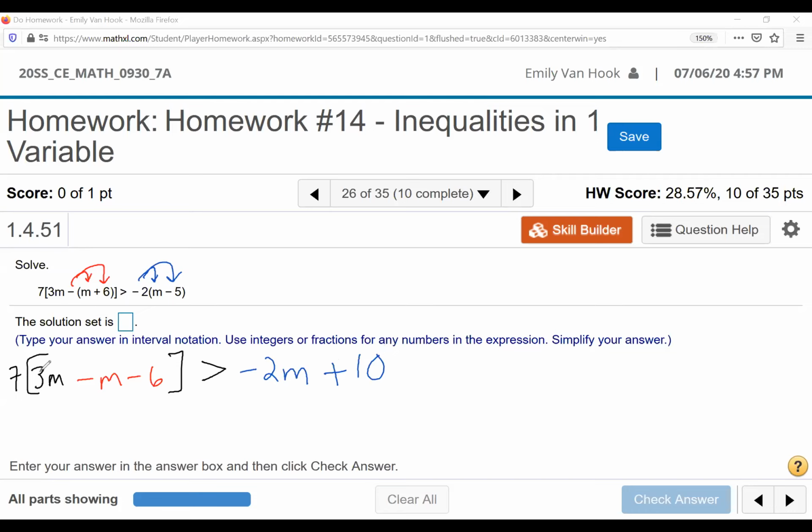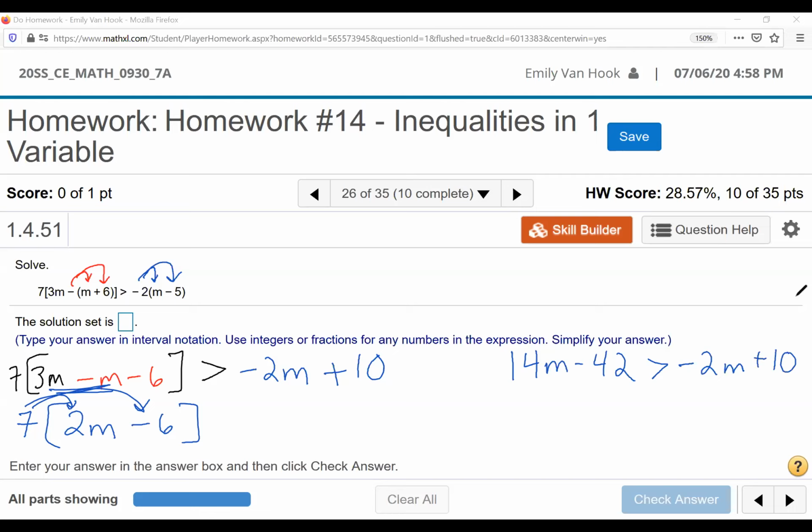Okay, on the left side, in those square brackets, let's combine like terms. So 3m minus m is now just 2m. So in the square brackets, we have 2m minus 6. We still have that 7 on the outside. Now let's distribute the 7. So on the left side, now that we've distributed the 7, we have 14m minus 42 greater than negative 2m plus 10.